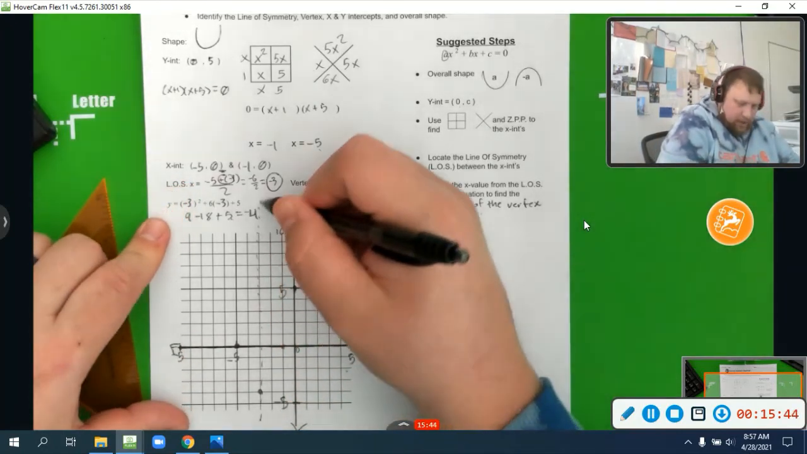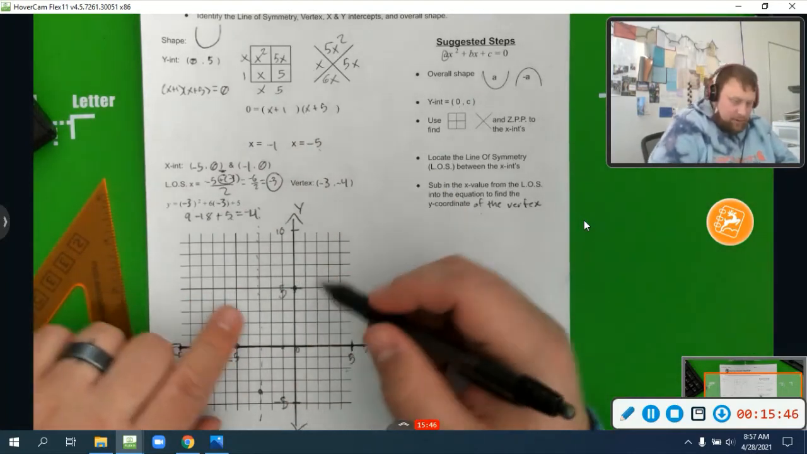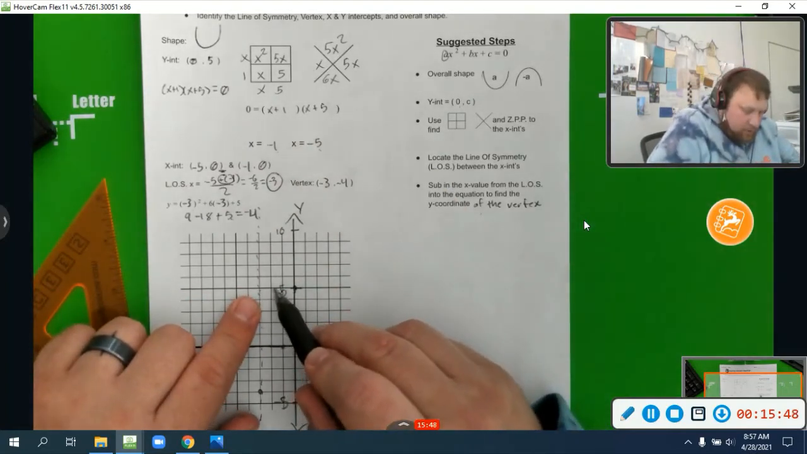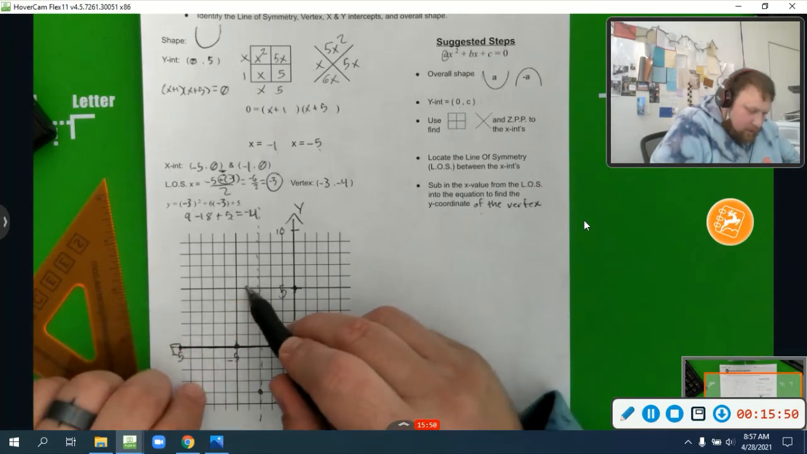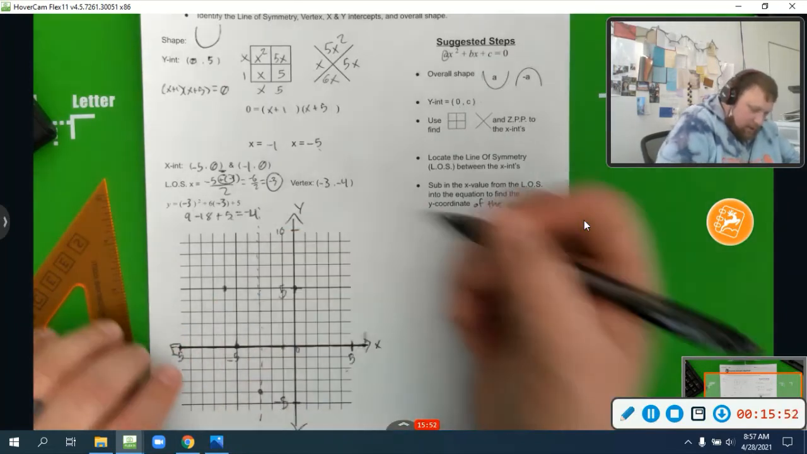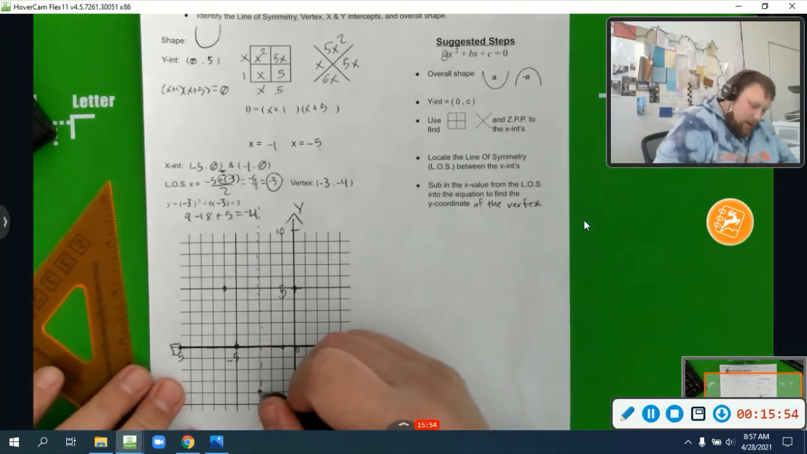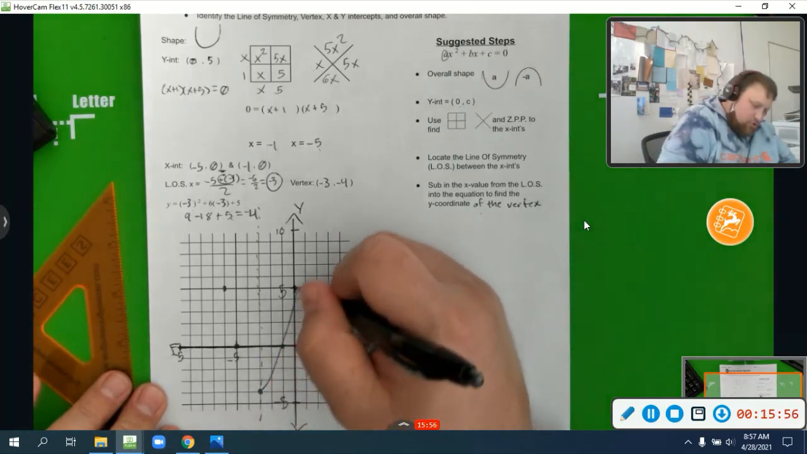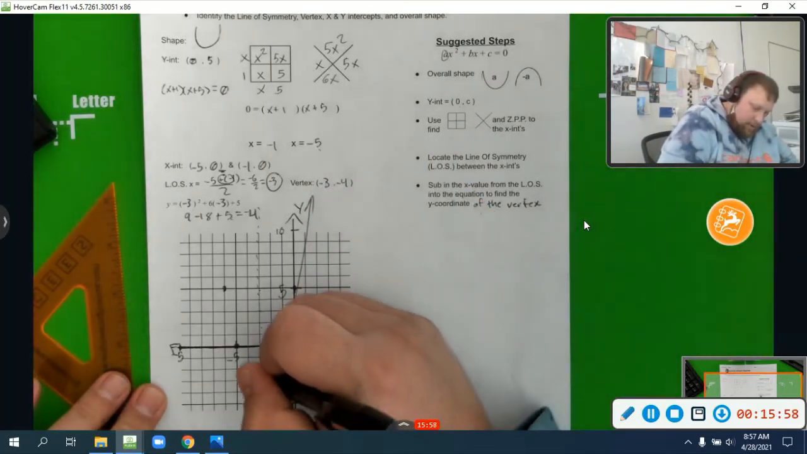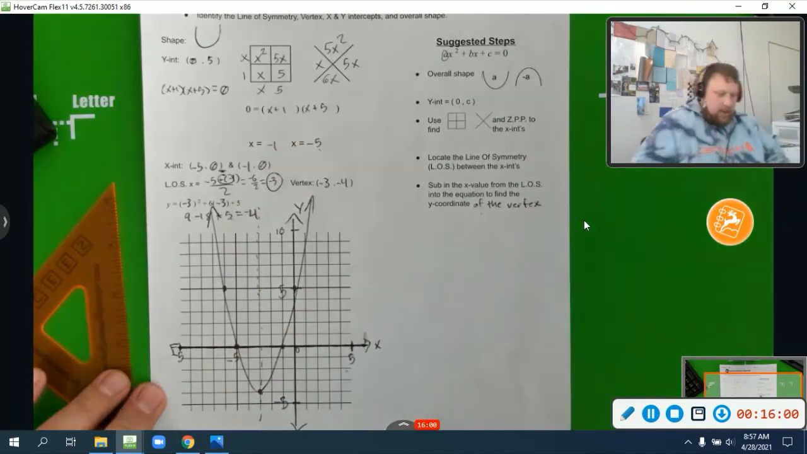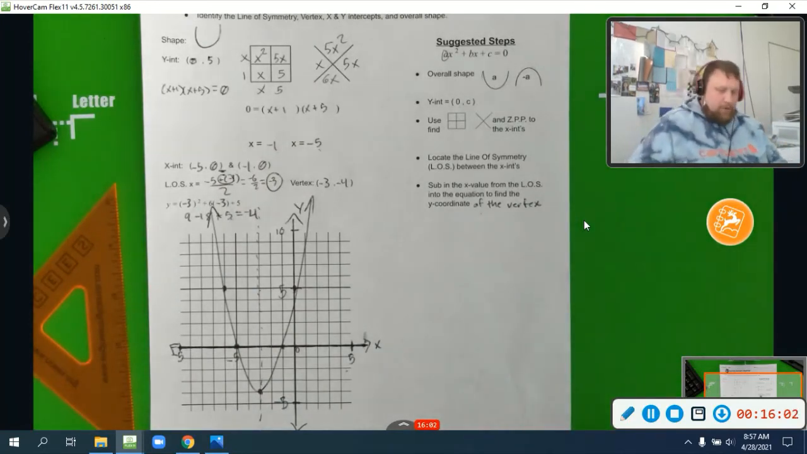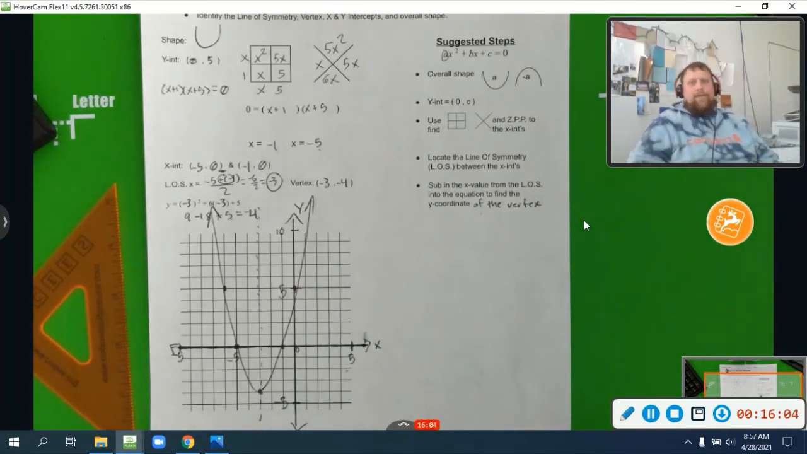Here's where I use reflection across, because it reflects across the line of symmetry. So see from this line of symmetry, 1, 2, 3 is this dot, so I can go the other way, 1, 2, 3, and I can always make myself another dot just to help me out. And let's draw it. I always draw from the bottom if I can, or the vertex anyway. There we go. Boom! That's how you graph.